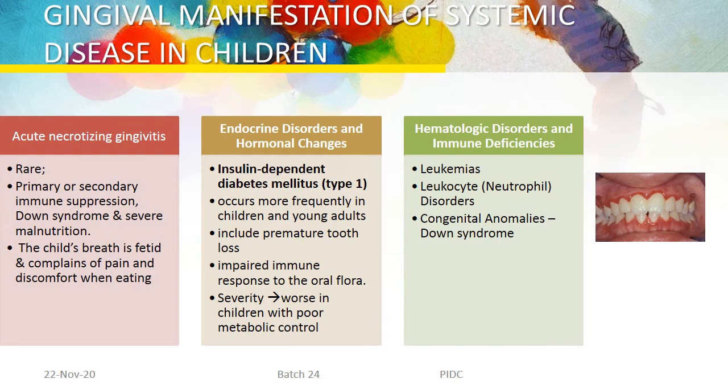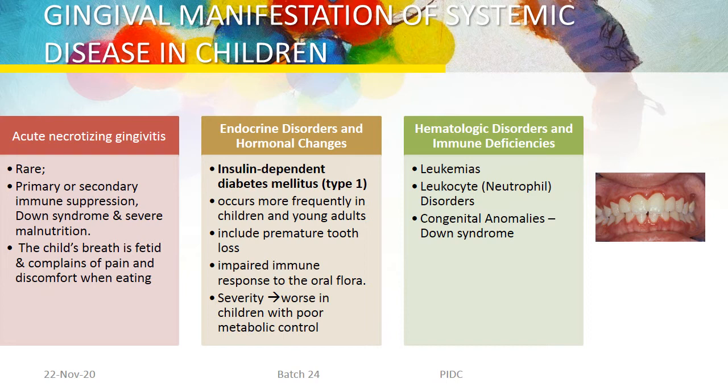Next, coming on to gingival manifestation of systemic disease in children. Acute necrotizing gingivitis is a rare condition. It could be because of primary or secondary immune suppression. It could occur in Down syndrome and severe malnutrition cases. The child's breath is fetid and the child complains of pain and discomfort when eating.